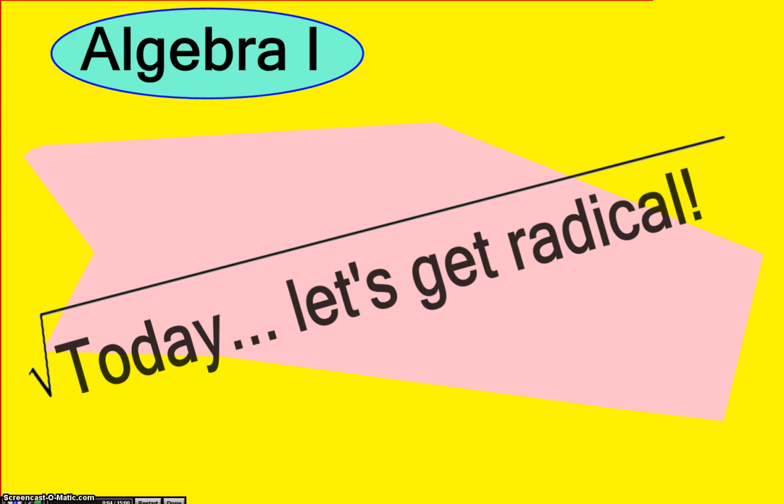Before we begin today, I need you to press pause and make sure you have the two yellow sheets that are going to be your foldable in your ISN that I gave you in class today. Once you have those two papers ready and are ready to continue this lesson, you may press play and we may begin. So today, let's get radical. We are going to be talking about radicals.